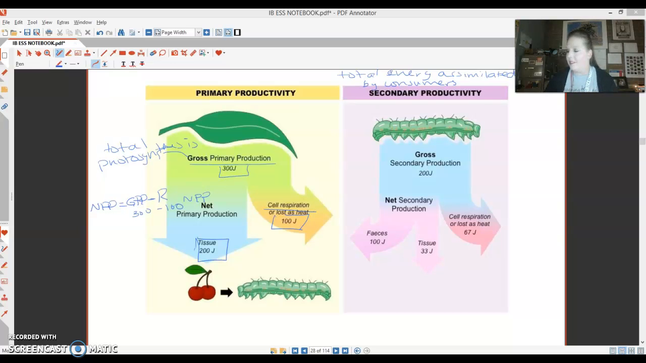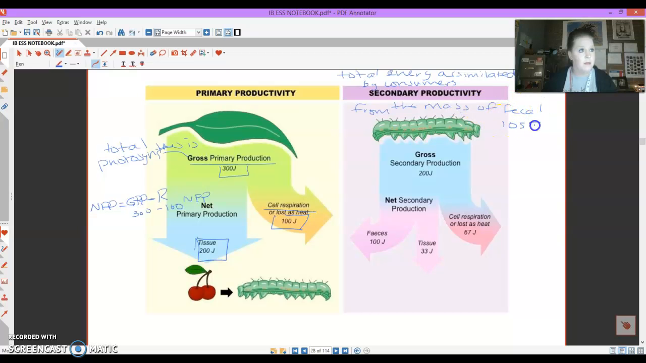Okay, so we were talking about secondary productivity. So it's the total energy assimilated by consumers, okay? And we can measure this from fecal loss. What's fecal loss? Yeah, poop. We can measure this by poop, okay? So this is from the mass of fecal loss. Okay. All right. So, we have gross secondary production. So here we have those 200 joules that entered into the caterpillar when it ate the leaf. All right. So here's our feces.